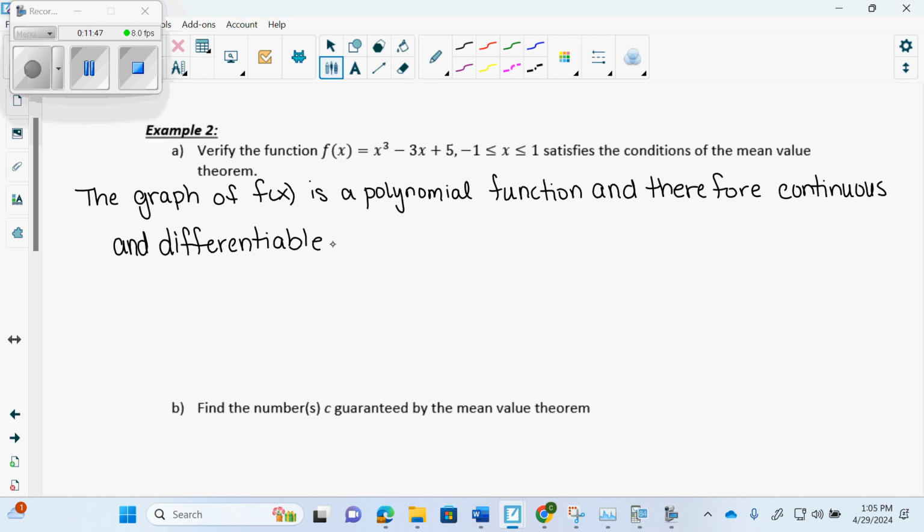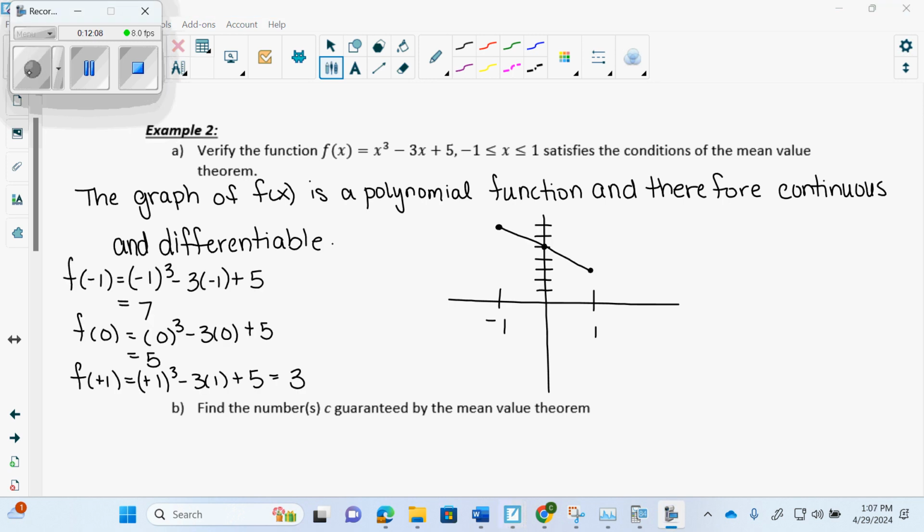Rather than memorizing, I want you to understand why the mean value theorem works. So, can everyone graph x cubed minus 3x plus 5 from negative 1 to 1, please? I want you to sketch a little graph from negative 1 to 1. Sketch it. So that's the graph that we're specifically looking at. Now everyone put your pencils down.